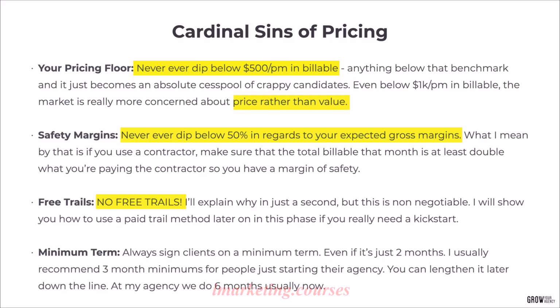Next thing is minimum term. Always sign clients on a minimum term, even if it's just 2 months. Now, I usually recommend a 3-month minimum for people just starting their agency, and you can lengthen it later down the line. At my stage of the journey, my agency only does 5 or 6 month minimums now.